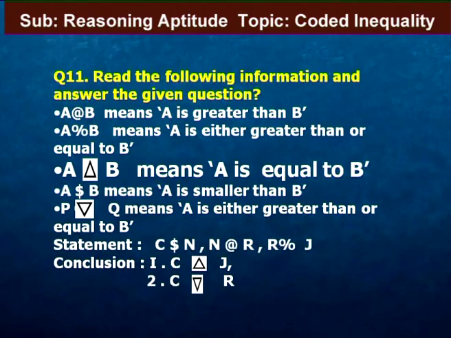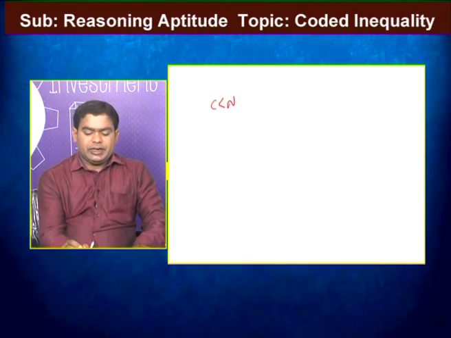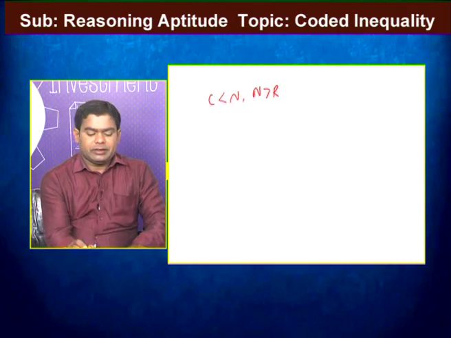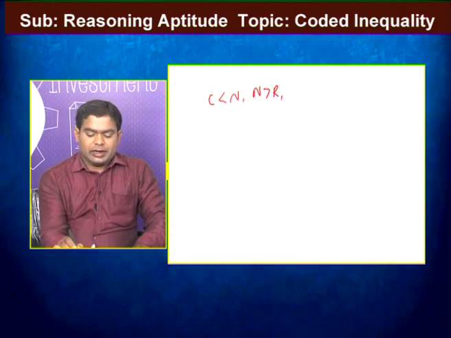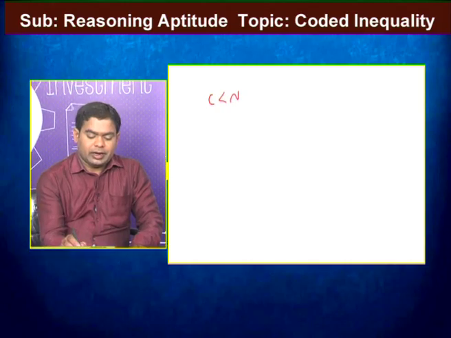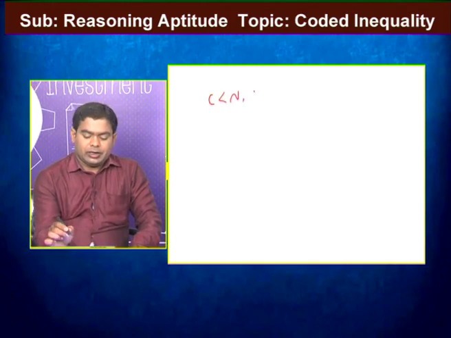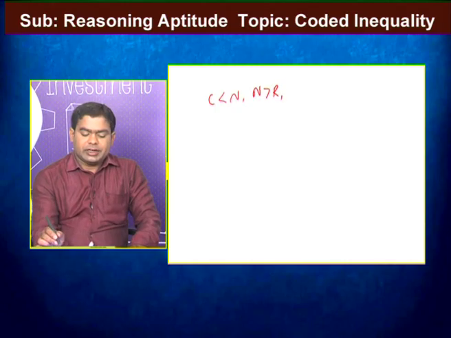So, the explanation. Here in the question, C dollar n is given. Dollar is denoted less than, that means C less than n. And n at the rate r: at the rate is denoted greater than, so n greater than r. Next, r percentage j: percentage is denoted greater than or equal to, that means r greater than or equal to j.